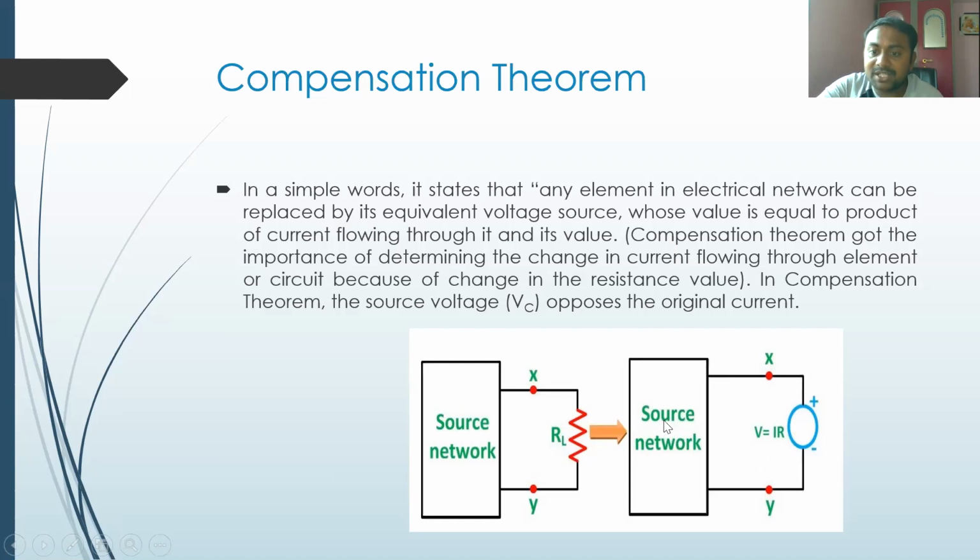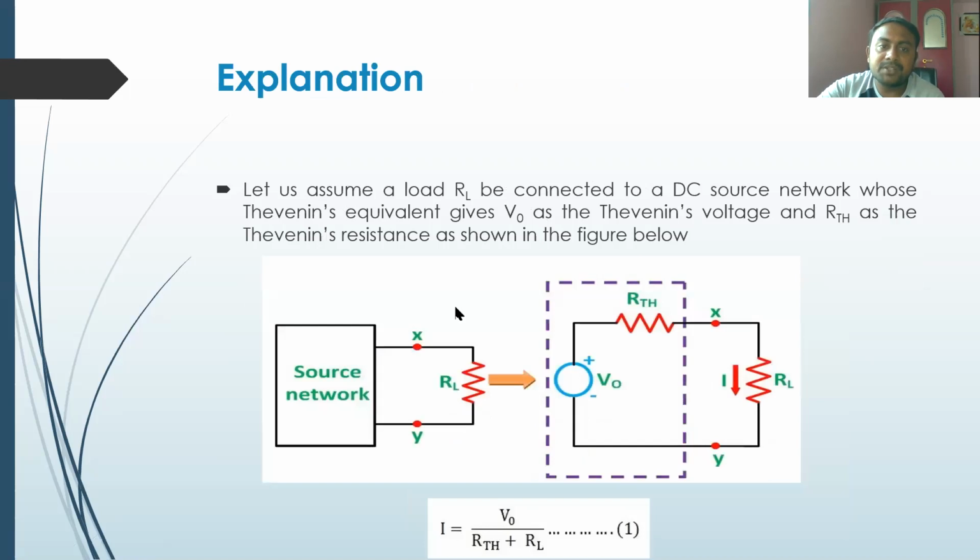In this situation, all the sources must be replaced with their internal resistances. I can explain this with an example, to prove whether both are the same or not. Let us assume a load RL connected to a DC network whose Thevenin equivalent gives V0 as the Thevenin voltage and RTH as the Thevenin resistance, as shown in the figure.